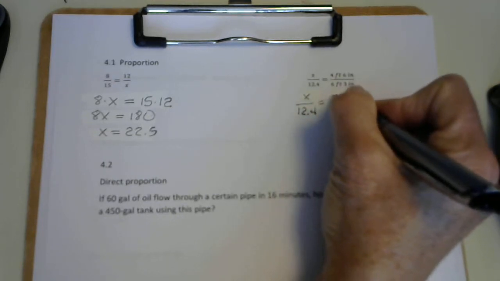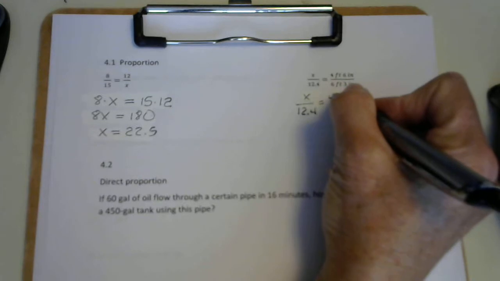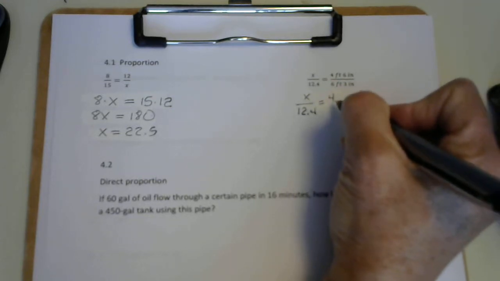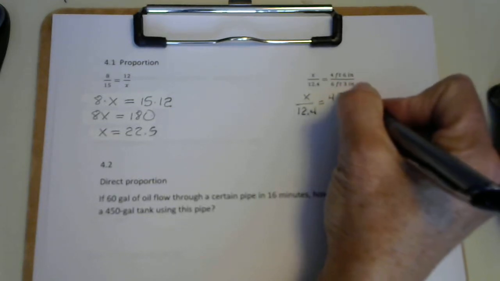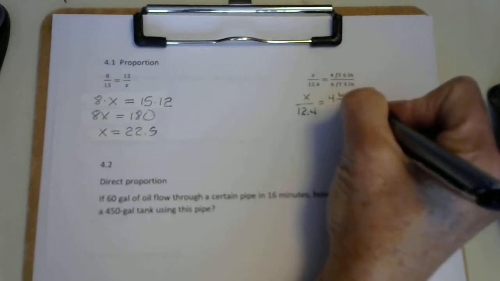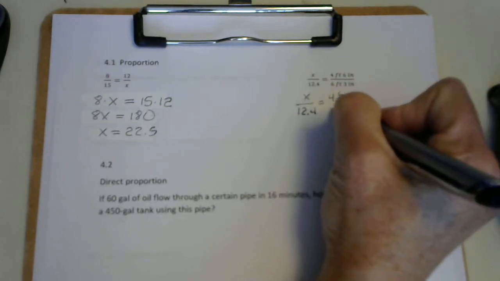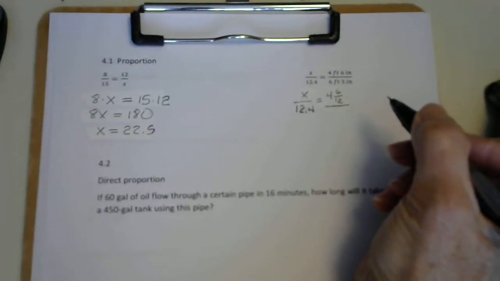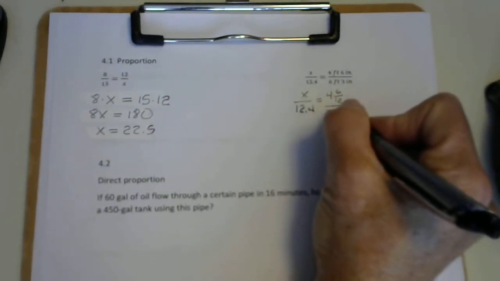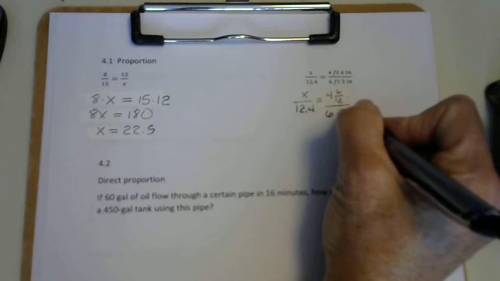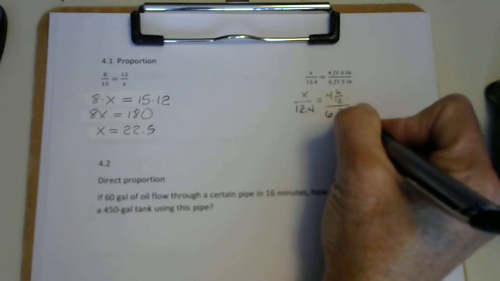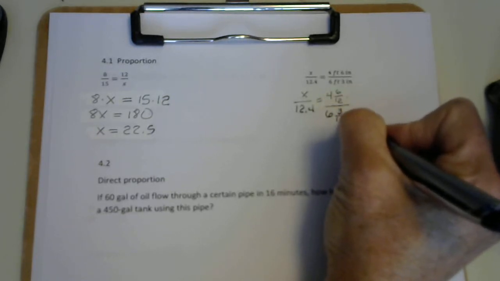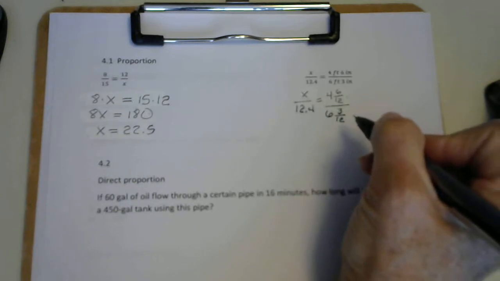So what I'm going to do is write my 4 feet 6 inches as a mixed number, 4 and 6 out of 12, because there are 12 inches in a foot. That's going to convert this to a unit that's only in feet. Then I'm going to do the same thing with my 6 feet 3 inches. It's going to be 6 and 3 out of 12.